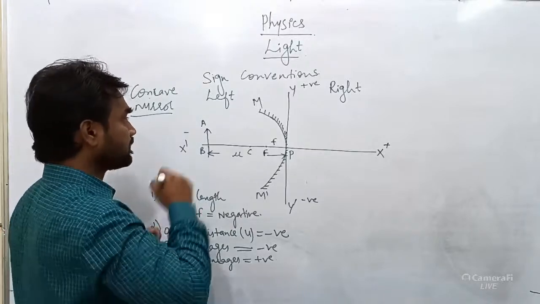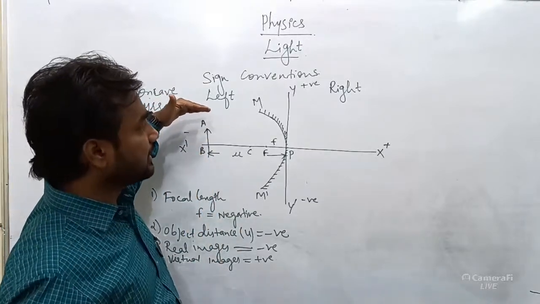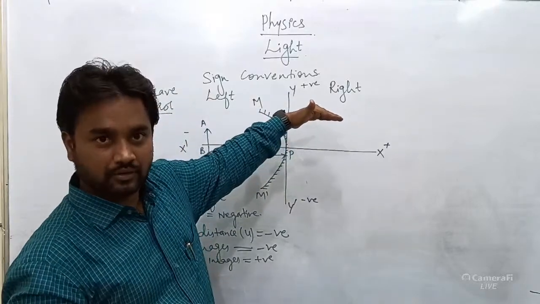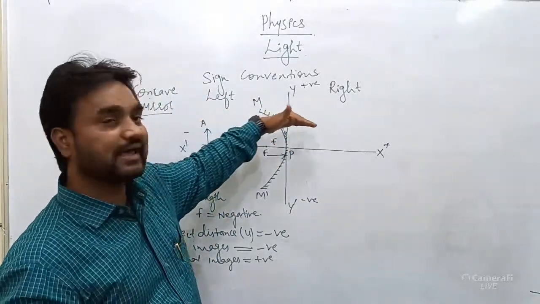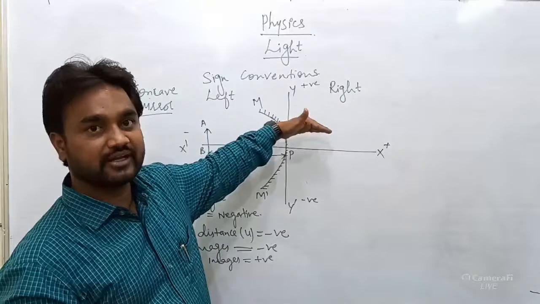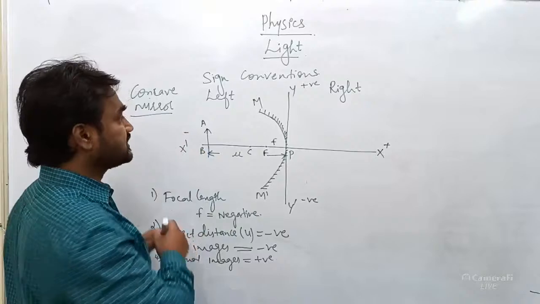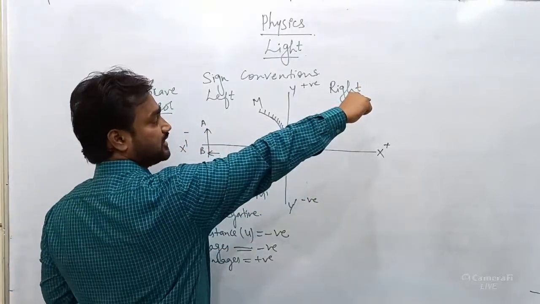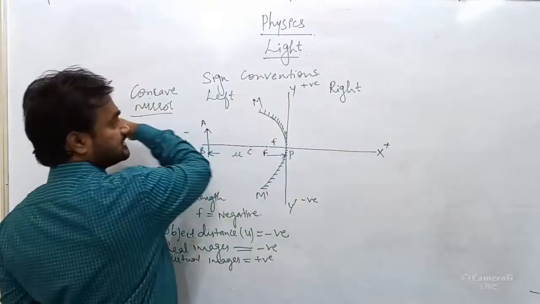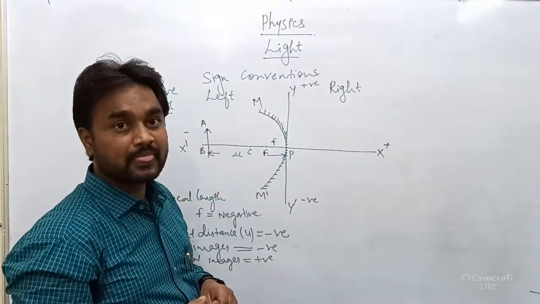Is that clear? Okay. So in your books they have given that if the light ray is passing towards the mirror, then they have taken it as positive, and if they are away from the mirror, they have taken it as negative. Which means that if the rays are moving towards the right, they have considered it as positive, and if the reflected rays are moving away from the mirror, they have taken it as negative.